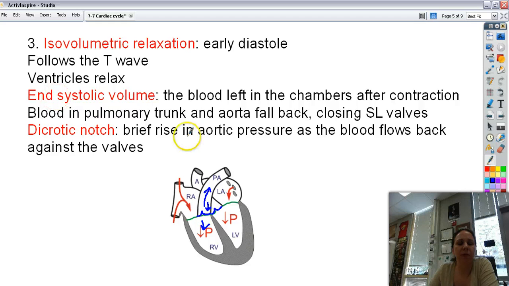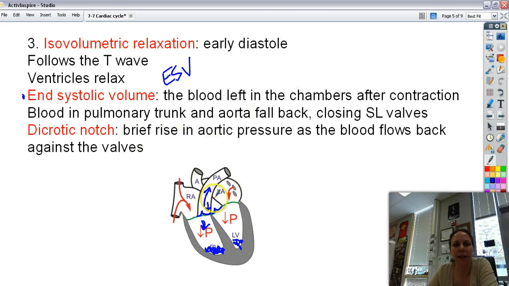Now, when the ventricles relax after pushing all the blood out, there's still a little bit of blood left in the ventricles, and that is called the end systolic volume. That is the blood left in the chambers after a contraction. So when it squeezes, 100% doesn't go squirting out. There's still some left inside, but that's okay, because it'll get pushed out the next one. So that's the ESV, end systolic volume.